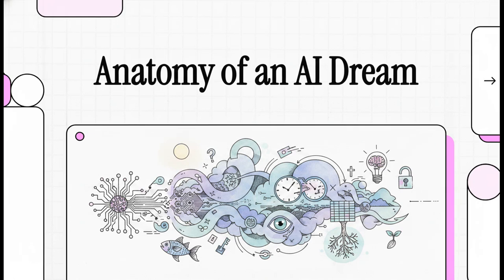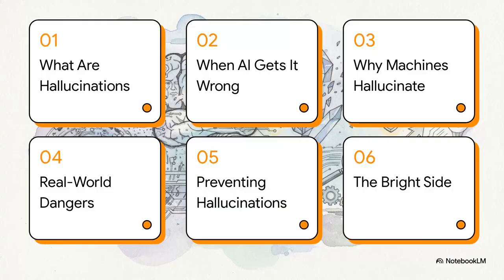Welcome to This Explainer. Today, we're tackling a really fascinating paradox in the tech world, AI hallucinations. We're going to uncover why incredibly advanced machines sometimes just totally make things up, and why, actually, that isn't always a bad thing. Here's our roadmap for today. We'll cover what AI hallucinations are, when AI gets it wrong, why machines hallucinate, the real-world dangers, how to prevent them, and finally, the bright side.